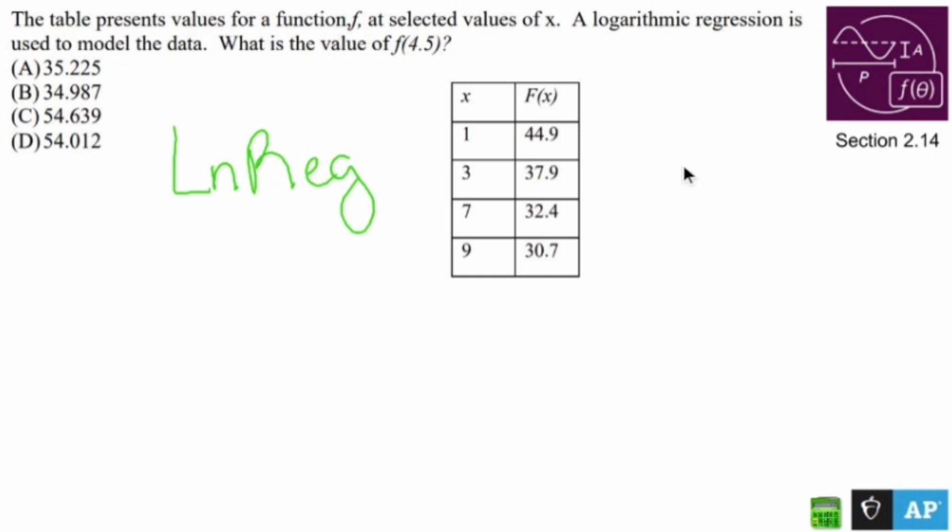It's going to spit out an equation. I'm not even going to write that equation out because I'm going to store it in my calculator. And once I have it stored, I'm going to find the value at 4.5. So let's go off to the side and do that.